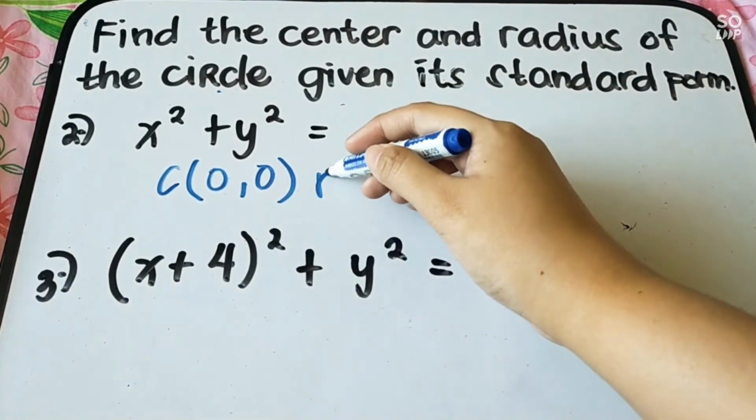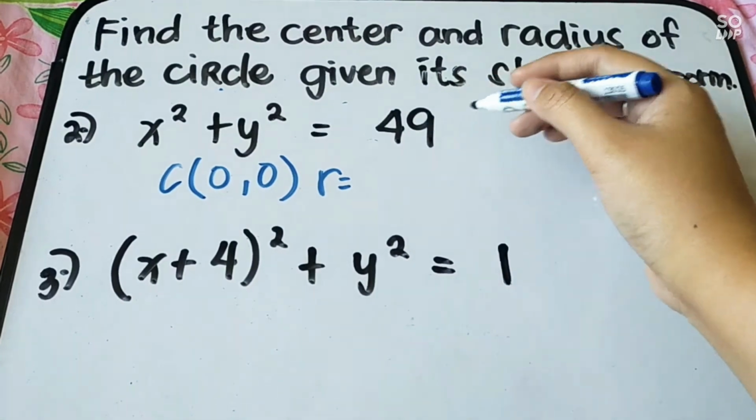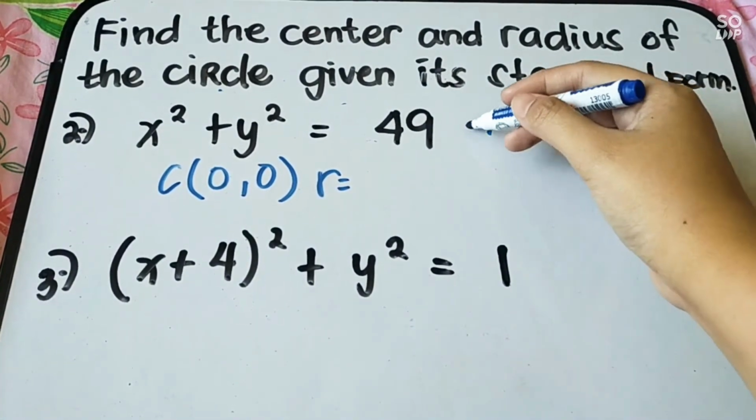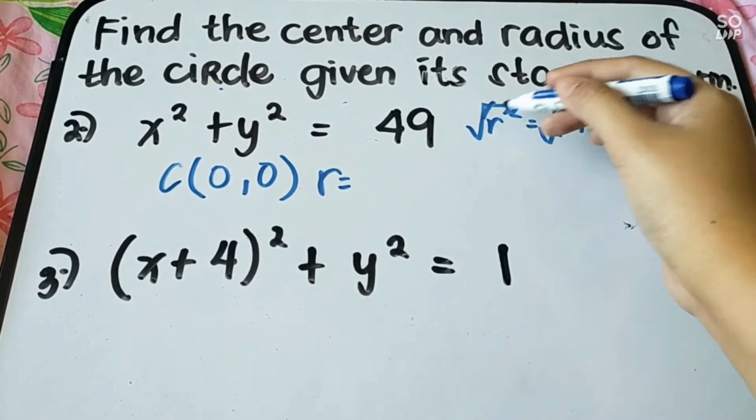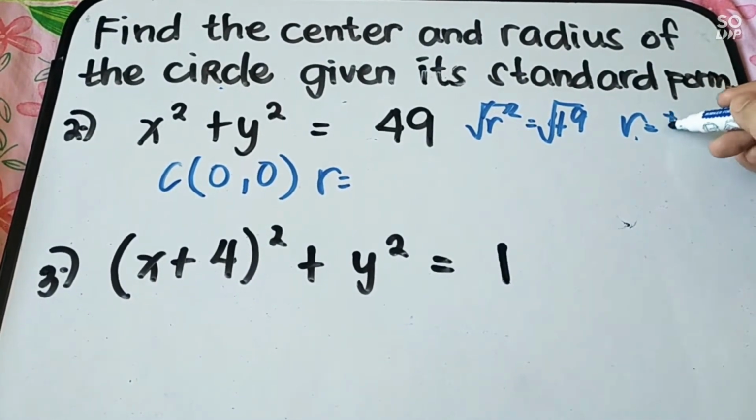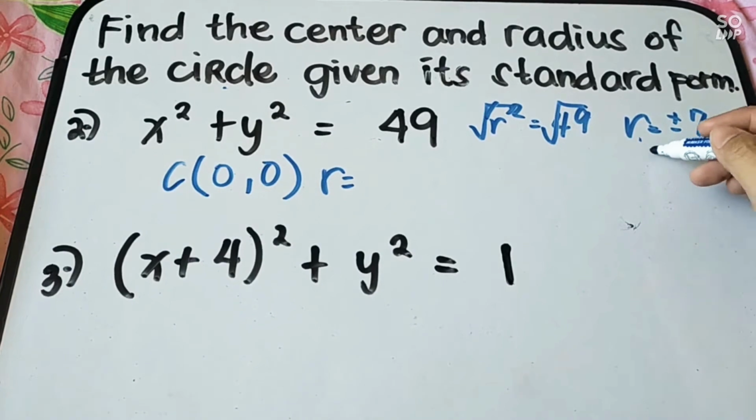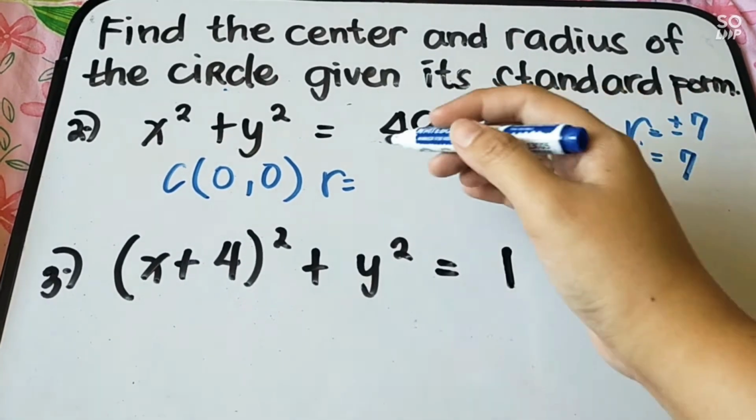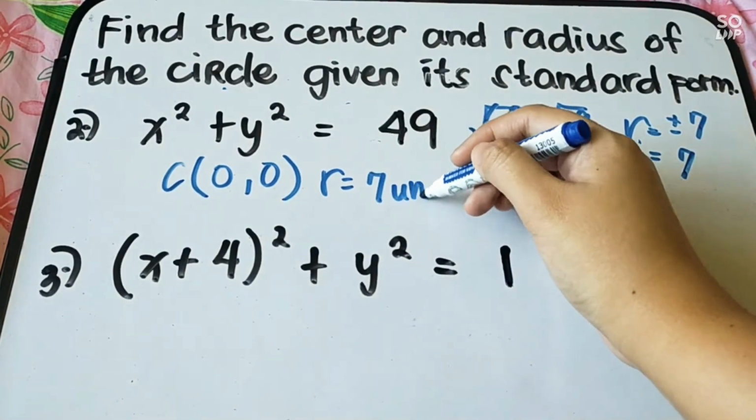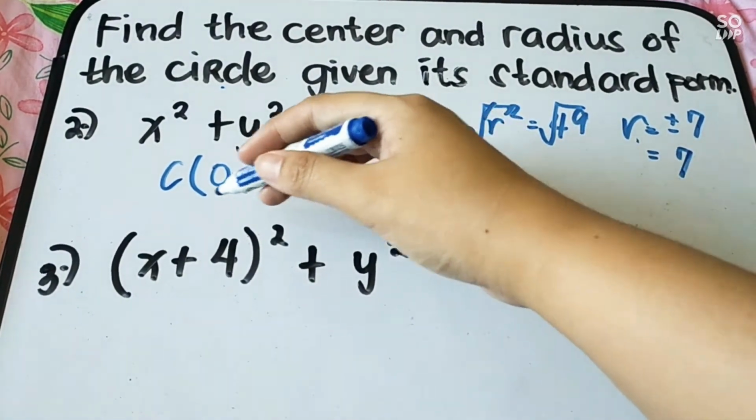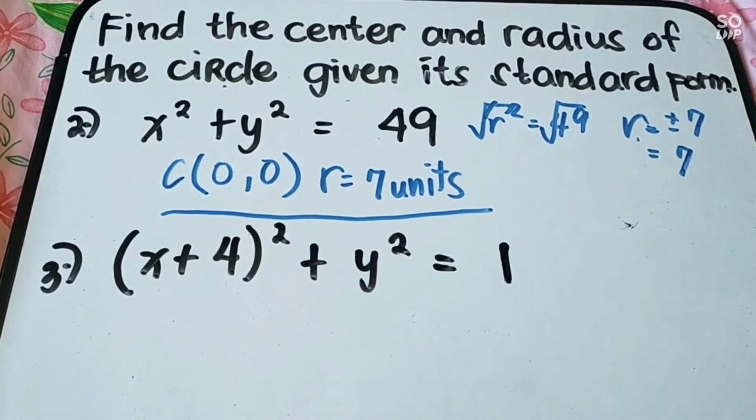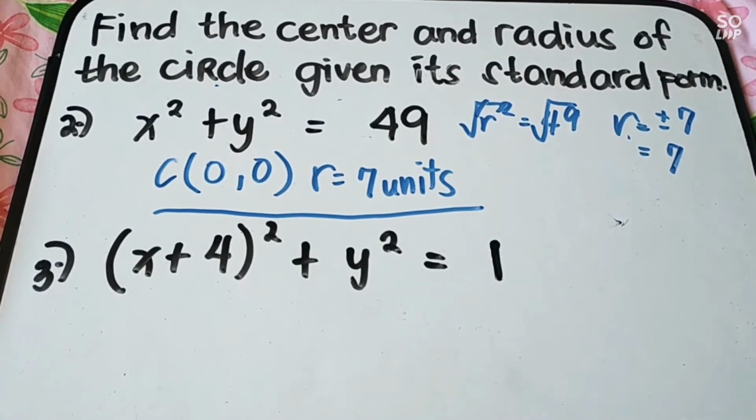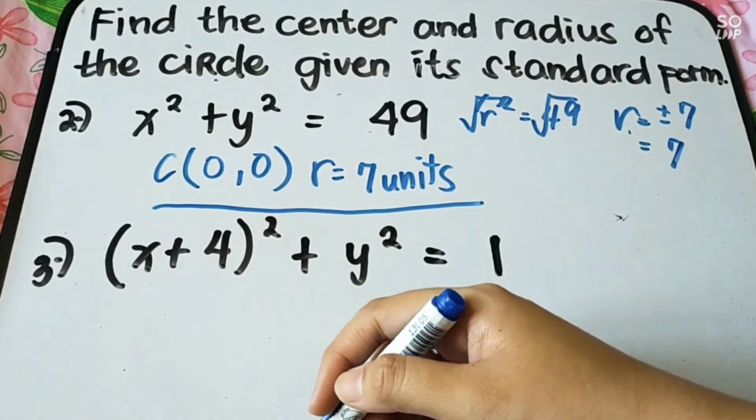Now, what is your radius now? So, this one is 49, that is r^2 = 49. Find the square root of 49. Cancel. Your r is equals to positive and negative 7. So, ang i-consider mo uli ay simple, always positive. So, ang sagot natin ay 7 units. Lagi pong positive dapat ang inyong sagot for the radius. Yan na yung sagot mo. Okay? Next tayo.